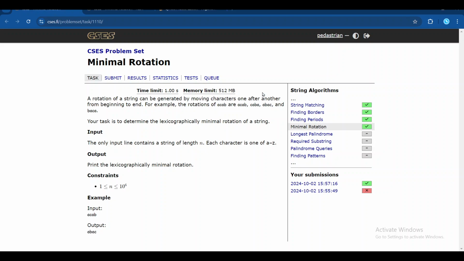So what is the problem? We are given a string S, and we have to find the lexicographically minimum rotation of the string. So what are the lexicographical rotations?